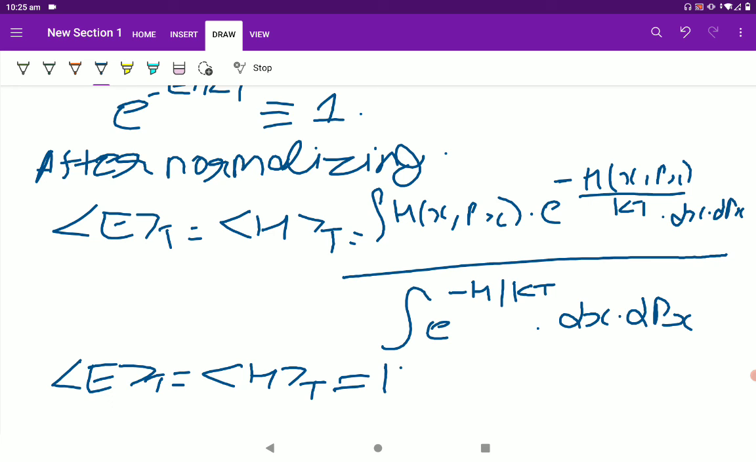kT equal to kT. Now in the next lecture we are going to discuss a more improved model, that is the Einstein model. So for now, thank you.